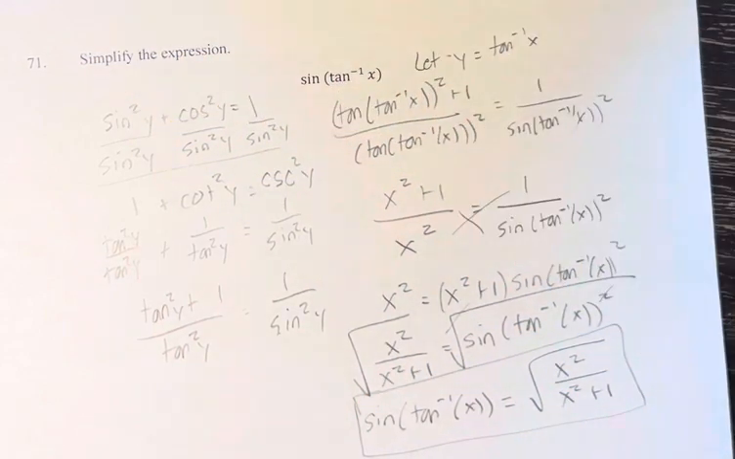Solving this completely unrelated identity brings you to the final answer. Sine of the inverse tangent of x is equal to the square root of x squared over x squared plus 1.